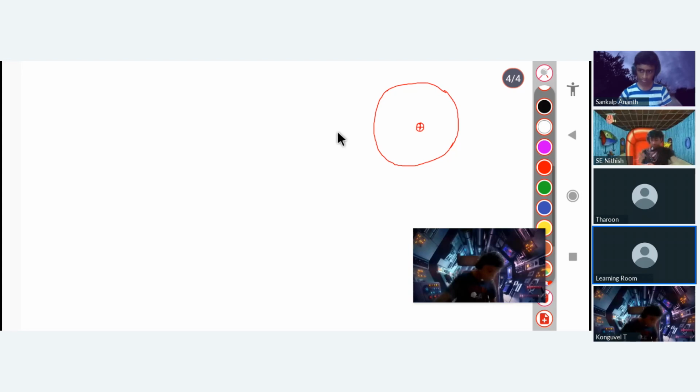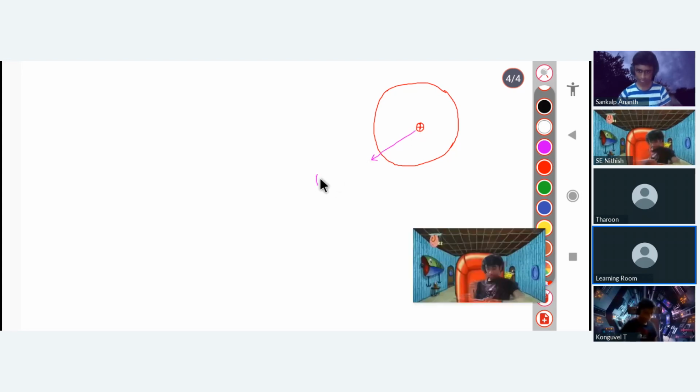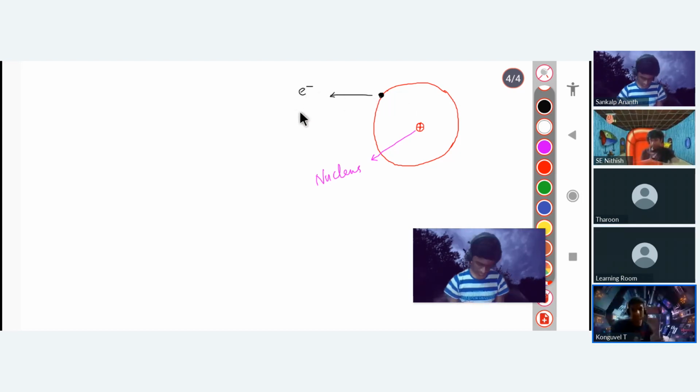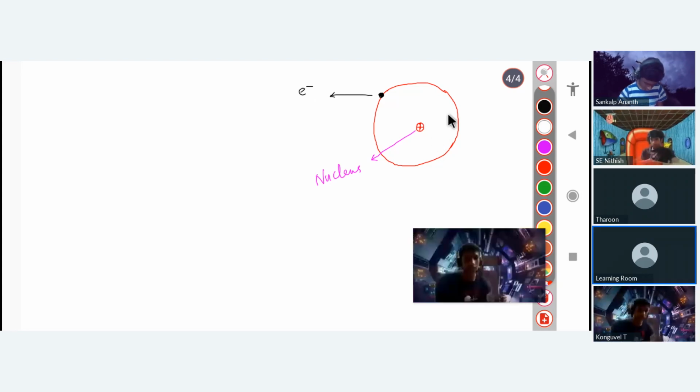So you will note down that this positively charged particle which is in the center is your nucleus, and the nucleus is very small compared to an atom. That's why I have written that it is very small. And these electrons are just revolving around the nucleus. So this is your electron here. Electrons are outside. Exactly, this is known as the orbit.